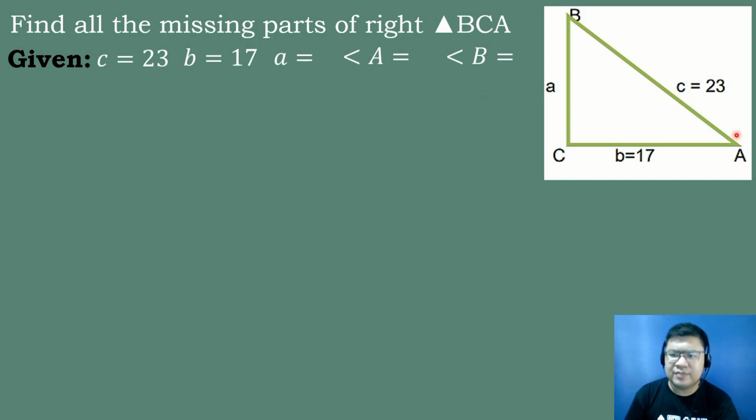Let's look first for the measure of angle A. So to find the measure of angle A, we need at least the measure of two sides of the triangle. So in this given figure, we have two sides of the triangle which are already given. The measure of B is equal to 17 and the measure of C is equal to 23. So if angle A is the given angle, then side B is the adjacent side, and side C is the hypotenuse.